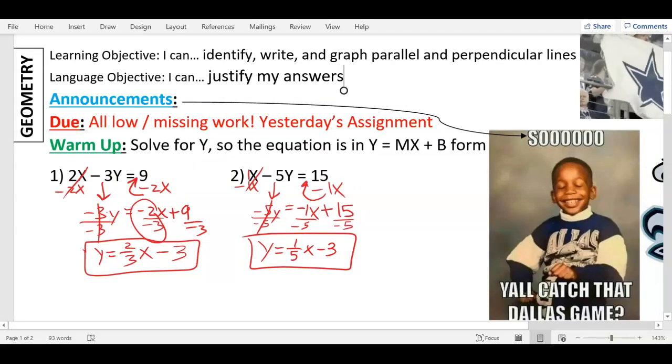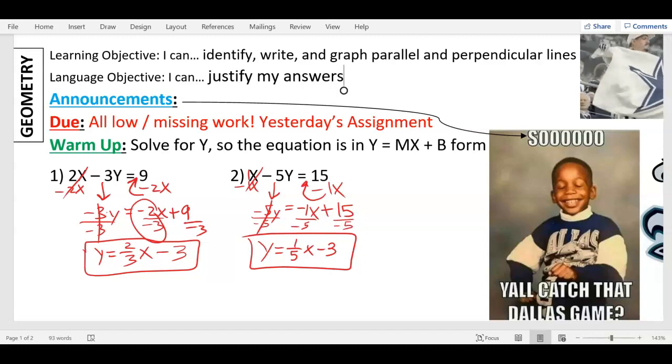Important to do that. You have to do it on yesterday's assignment. Okay. Now, if you don't remember, yesterday's assignment was based on Friday's notes on parallel and perpendicular lines. You got to have out those notes when you're working on that assignment, okay?